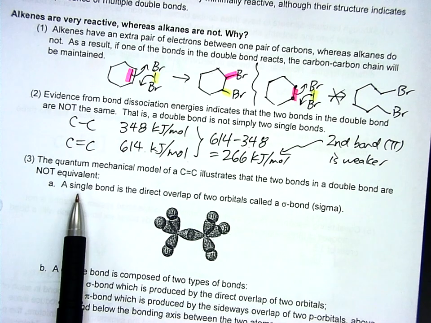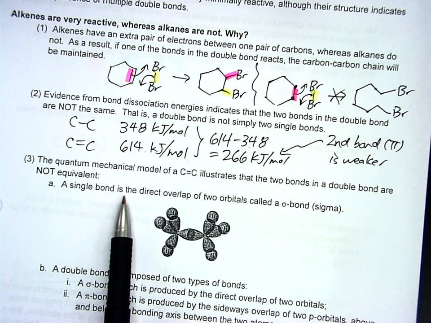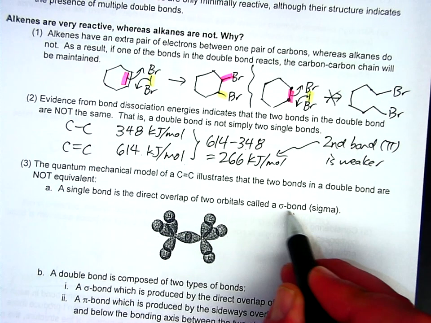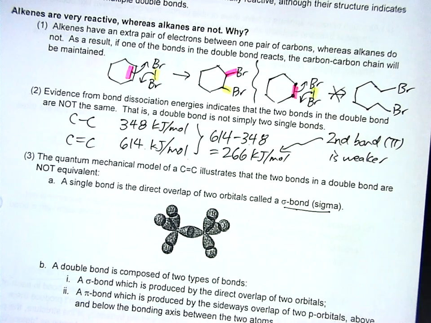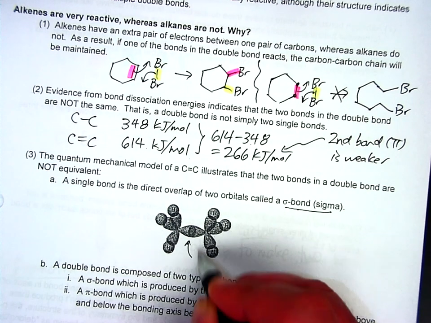If it's just a single bond, like in an alkane like this, the single bond is a direct overlap of two orbitals, which we call the sigma bond, okay, or this sigma letter, the Greek letter. Okay, that's this thing right here. This is the sigma bond.